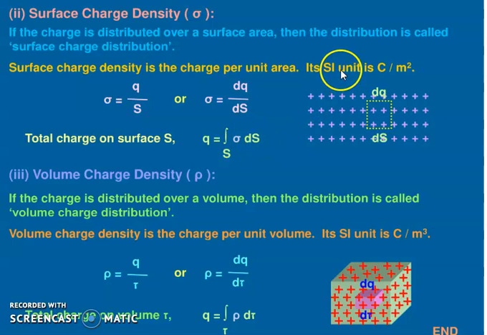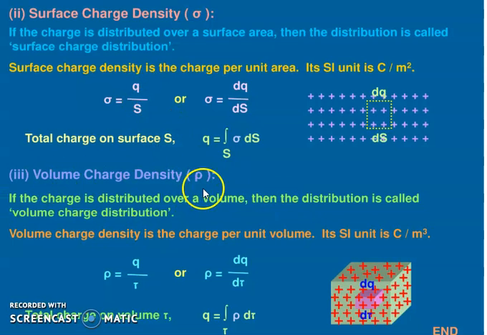Do remember that the SI unit of surface charge density would be coulomb per meter square. And the SI unit of linear charge density would be coulomb per meter, because here it was length. So therefore coulomb per meter.